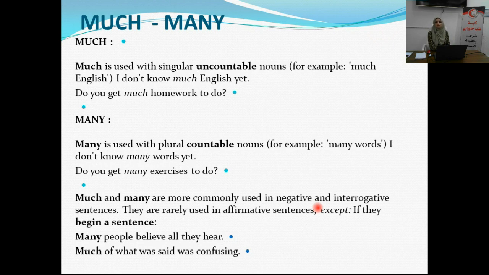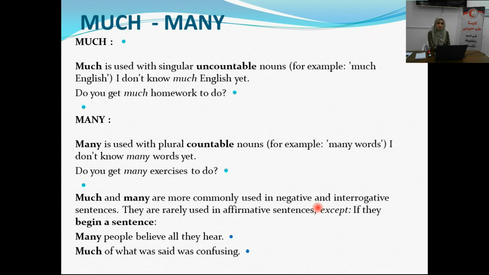With "many," we have the plural countable noun to be used with. For example, "many words," "I don't know many words yet." Here we have also an interrogative sentence, "Do you get many exercises to do?" So here is the difference between "many" and "much." "Much" is used with non-countable, while "many" is used with countable nouns.